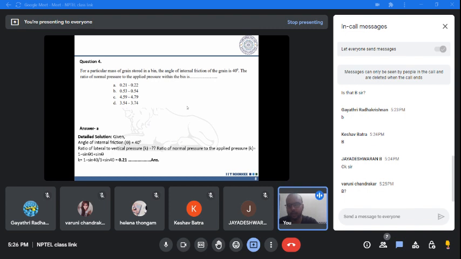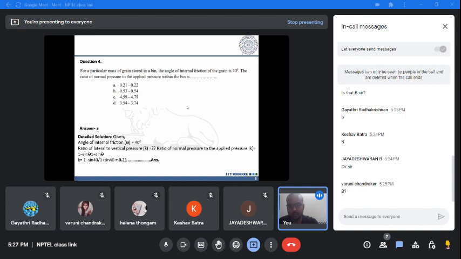So the ratio of lateral to vertical pressure, K, that is the ratio of normal pressure to the applied pressure, is K equal to (1 minus sine theta) upon (1 plus sine theta). Here you know theta, the angle of internal friction is 40 degrees. So (1 minus sine 40) upon (1 plus sine 40). If you solve this equation, you will get the answer 0.21. That will be your correct answer.